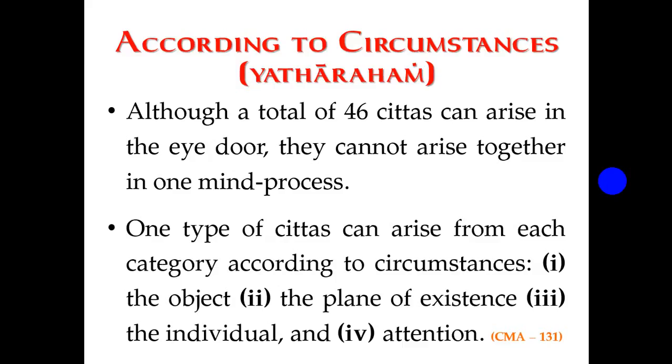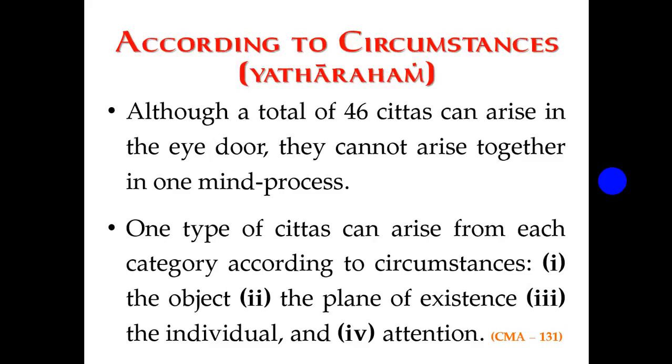And you look at page number 131, the second last paragraph. In the mind process, 46 cittas can arise, but they cannot arise together. Here, the main point is that only one type of citta can arise from each category.